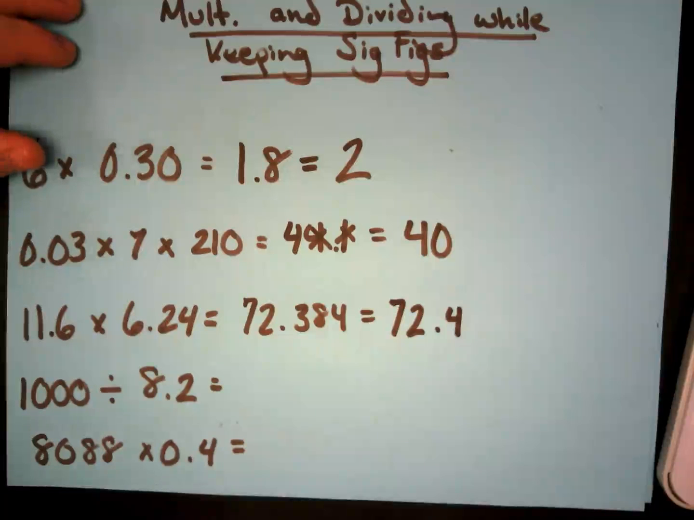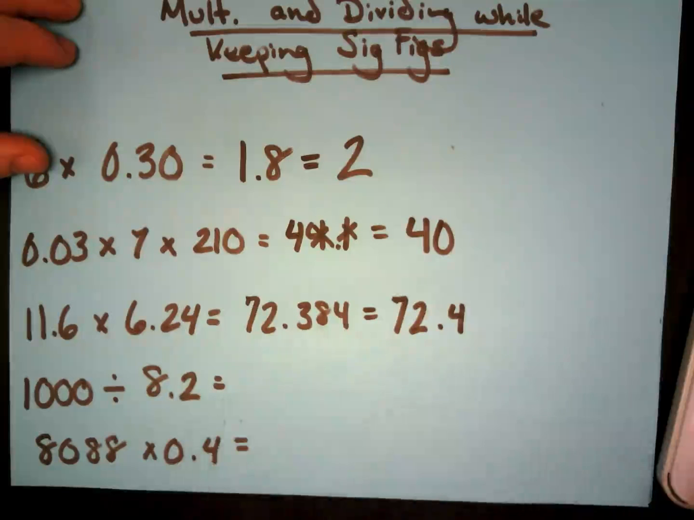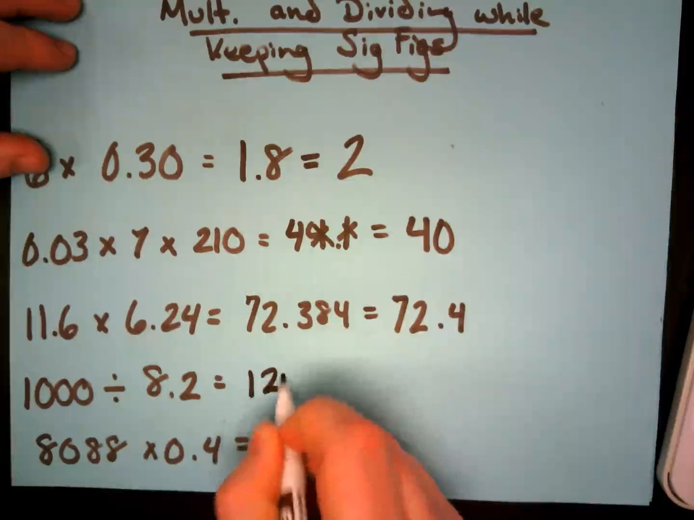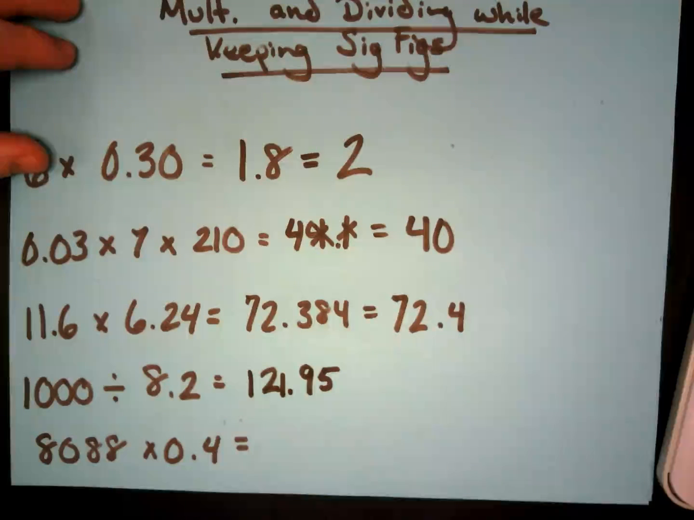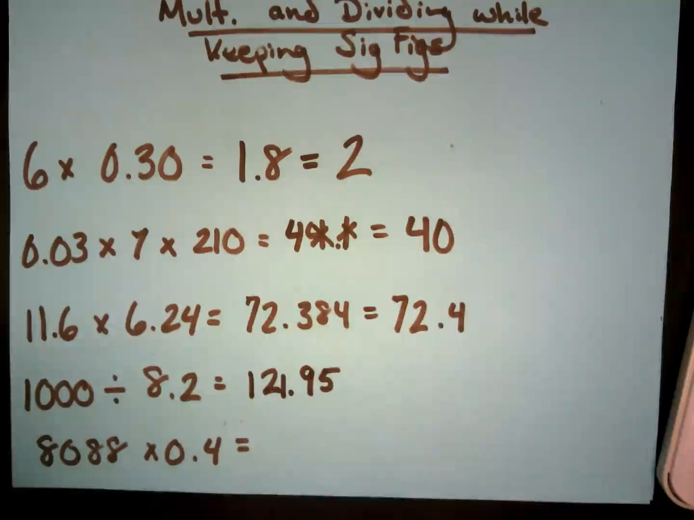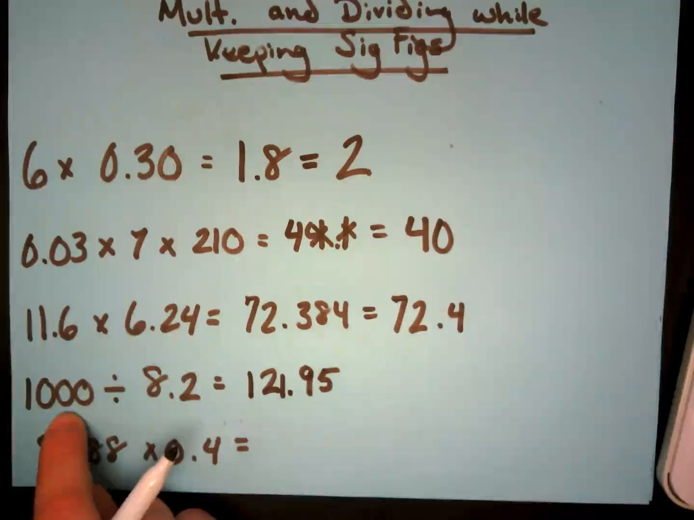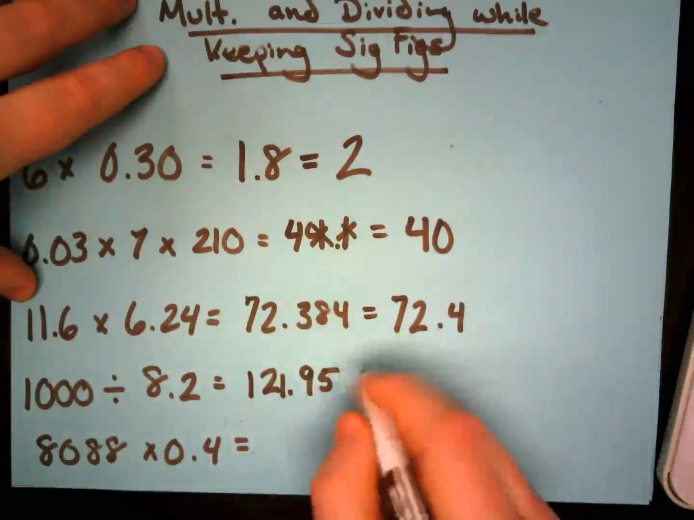Okay. Keep on trucking. So 1,000 divided by 8.2. That is going to give me 121.95, blah, blah, blah. There's a decent number of other decimal places, but I'm just going to do this because 2 sig figs here, 1 sig fig here. I need to make sure that this is 1 sig fig.